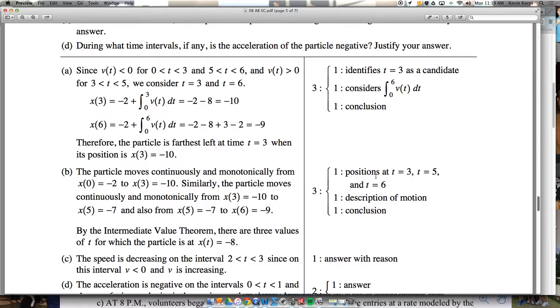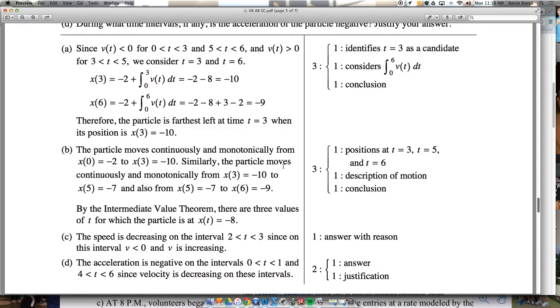Part C, answer with reason. The speed is decreasing from 2 to 3, since on this interval, v is less than 0 and increasing. Okay, good. And then the last part, we got 2 points. One for the answer: the acceleration is negative from 0 to 1 and 4 to 6. Plus 1 for the justification: v of t is decreasing, or the slopes of v are negative, on these intervals. So we got all 9.